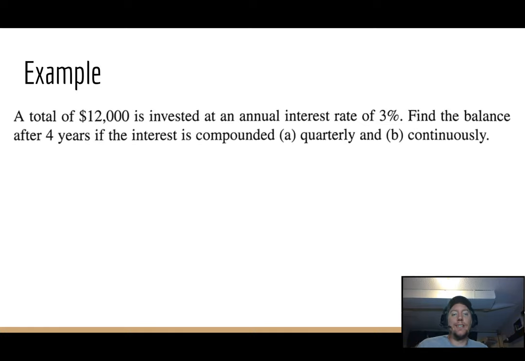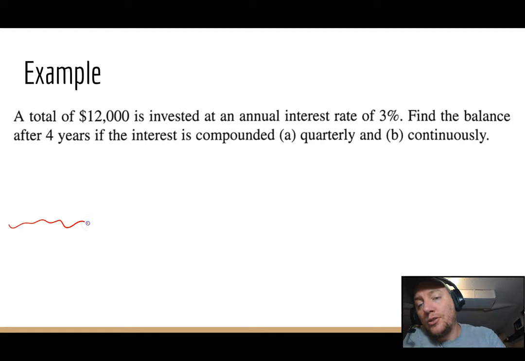Right, let's look at an example. A total of $12,000 is invested at an annual interest rate of 3%. Find the balance after 4 years if the interest is compounded quarterly and continuously. So it's going to be a two-part problem.